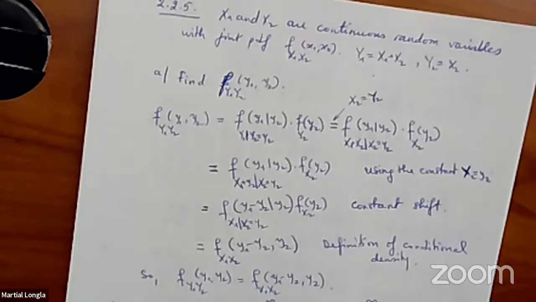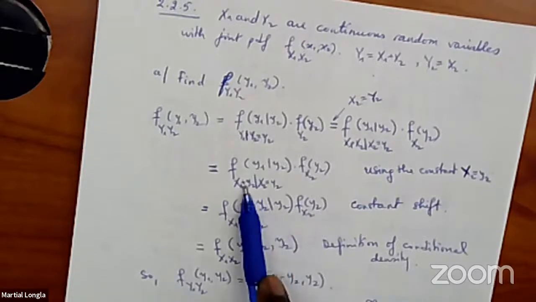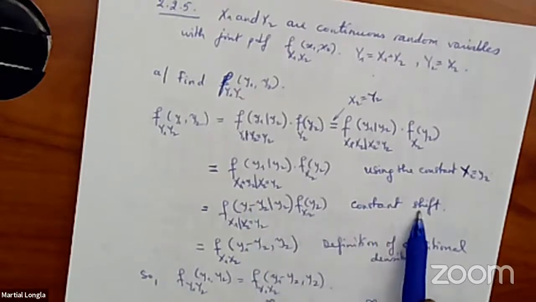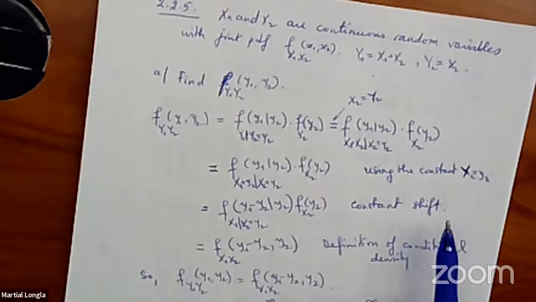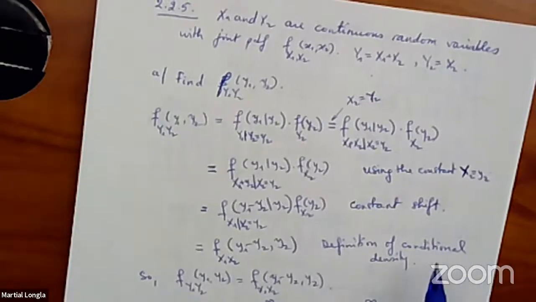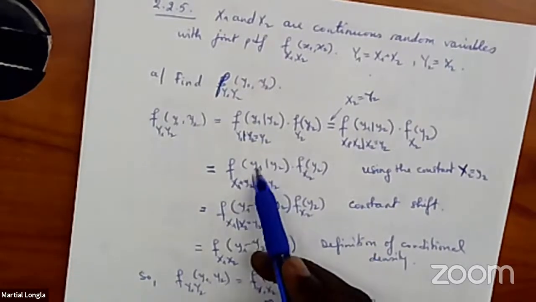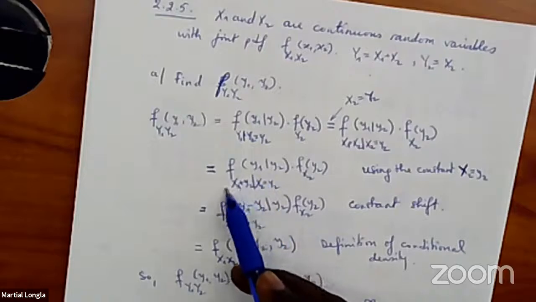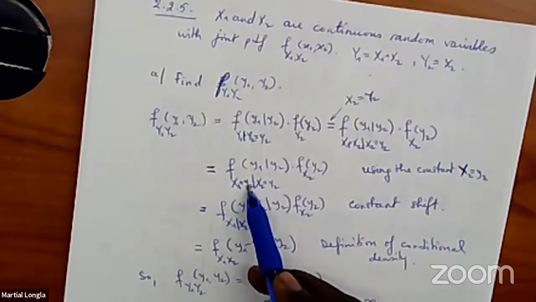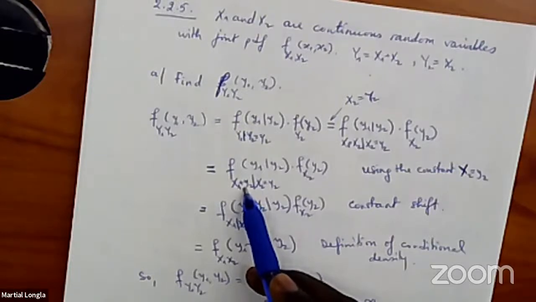Now next, what do we do? This is a constant. Shifting a distribution by a constant, does it change anything? No, it doesn't change anything. You just shift the value by that constant. So y1 minus y2 goes into f of x1, plus little y2 outside, because the difference is that this is no more a variable. This is a constant y2, a number.